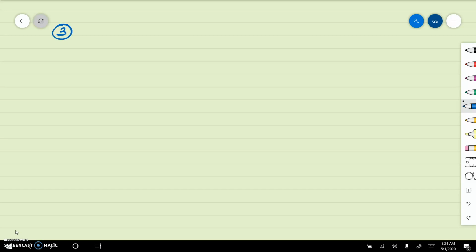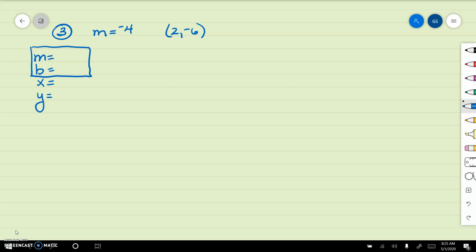We are going to write the equation of the line where the slope is -4 and your point that the line is going through is 2 comma -6. Okay, so m equals b equals x equals y equals. We need m and b to get our final answer. We're going to use x and y to get there. So m equals -4 right here. This is an x and this is a y. So 2 is your x and -6 is your y.